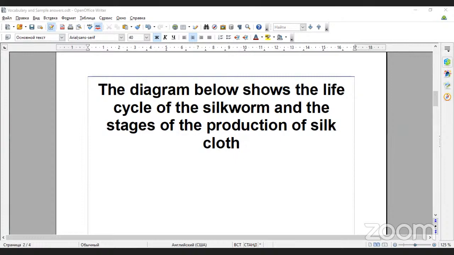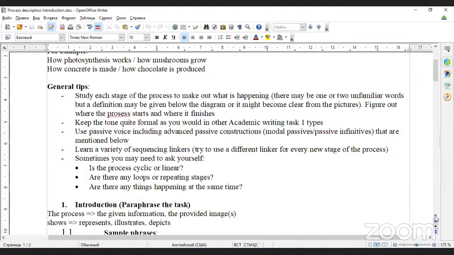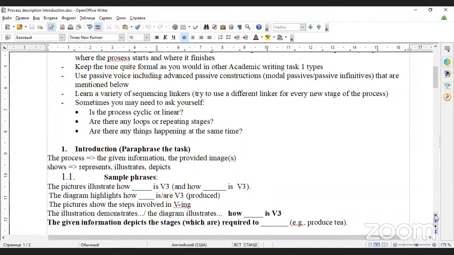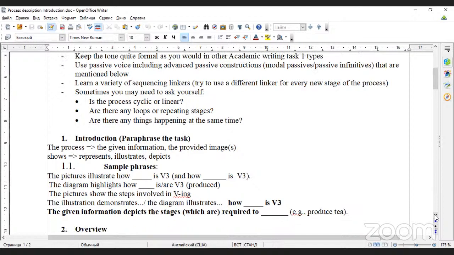So, talking about introduction, I want to give you a few expressions that you can use to write your introductions for process descriptions, and you can already try to practice them today. So our process today is not very typical. It consists of two groups of stages. There is the life cycle of silkworm, and then the production of silk cloth. So there are two.